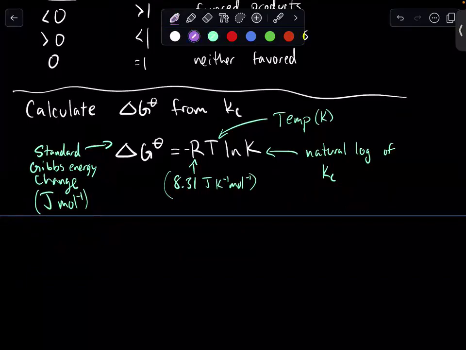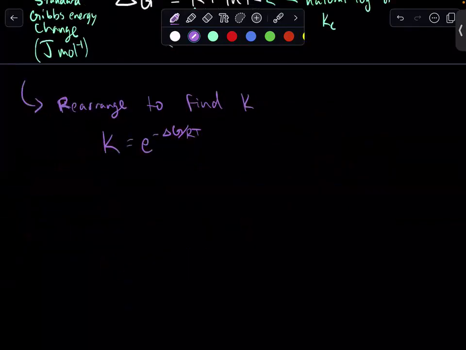Furthermore, if instead we have our Gibbs energy and we want to find K, we can rearrange to find K, which of course is Kc. K is equal to e to the negative delta G over RT. You'll see this is very similar to our Arrhenius equation, as we have Euler's number raised, but instead of our activation energy over the gas constant times temperature, we have Gibbs energy change. So with that said, let's put this into practice with an example before we close out this video.